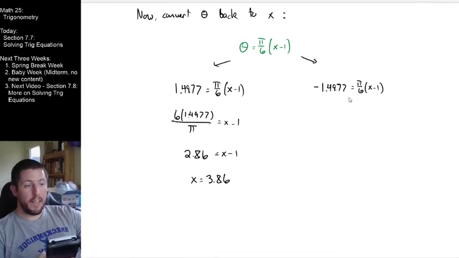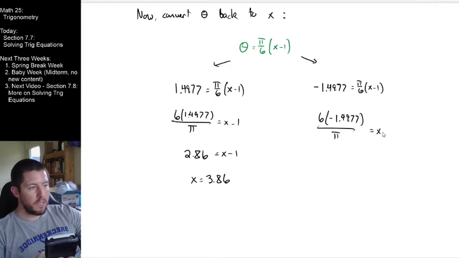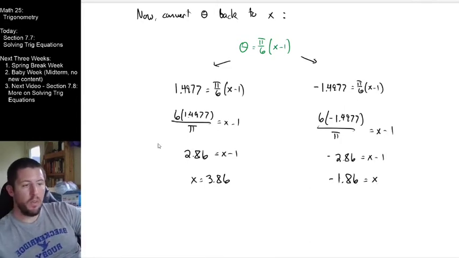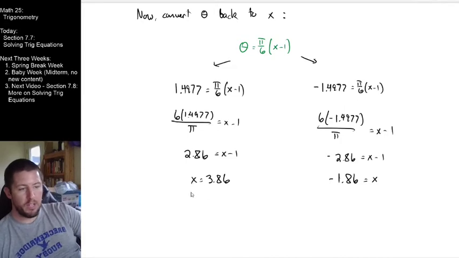Over here, we're going to get like the exact same math, right? This is going to be 6 times negative 1.4977 over pi equals x minus 1. So I'm going to get a negative 2.86 equals x minus 1. I'm going to add 1 to both sides, and this is going to give me a negative 1.86. Now, how do I interpret the month negative 1.86?